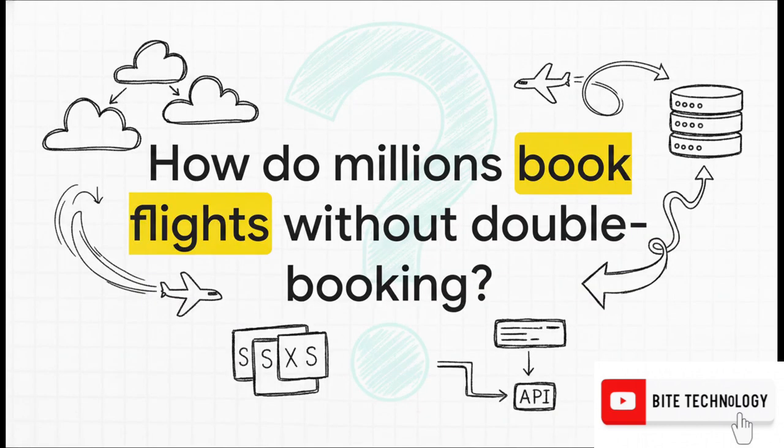It honestly seems impossible that mistakes don't happen when millions of people hit search for a flight to London or Paris at the exact same moment. Why doesn't someone double book seat 12A? Well, the secret lies entirely in the back-end architecture. It has nothing to do with the pretty graphical interface you're looking at, and absolutely everything to do with how data is communicated under the hood in mere fractions of a second.